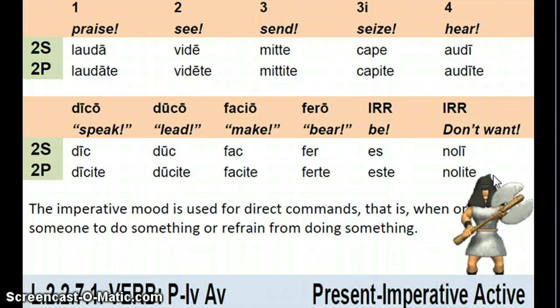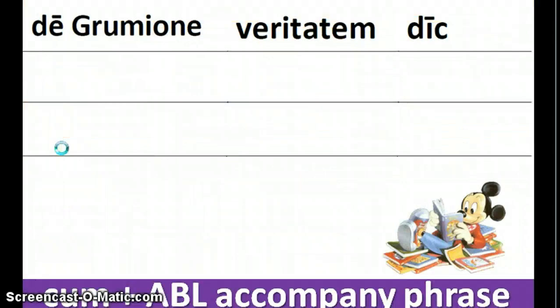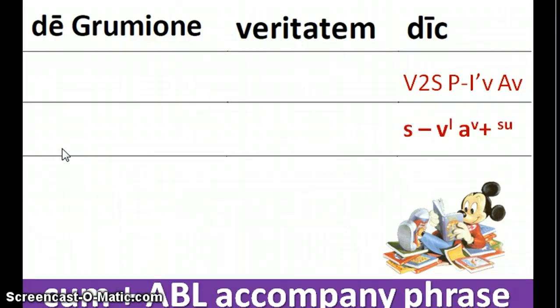Imperative mood is for giving direct commands. It's always second person, either singular or plural. For example, in the sentence here, we look for the verb. Second singular, present imperative. Simple aspect, no tense, volitive mood. That's used for commands, active plus subject phrase.